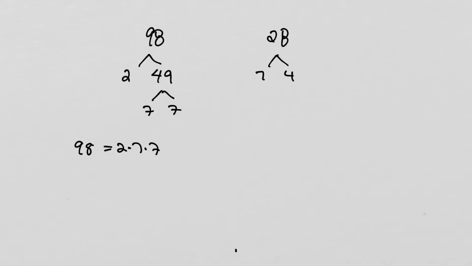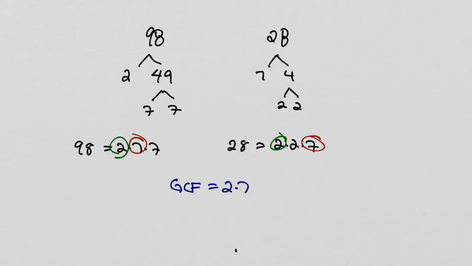28, that is 7 times 4. And 4 is 2 times 2. So 28 equals 2 times 2 times 7. Okay? So for the greatest common factor, they both have a 2. And they both have a 7. So here, the GCF is just 2 times 7, or 14. Okay. So if I gave you the fraction 28 over 98, we could divide the top and bottom by 14 to get 2 over 7. And then we'd be done, right? Because there's nothing else we can divide by.